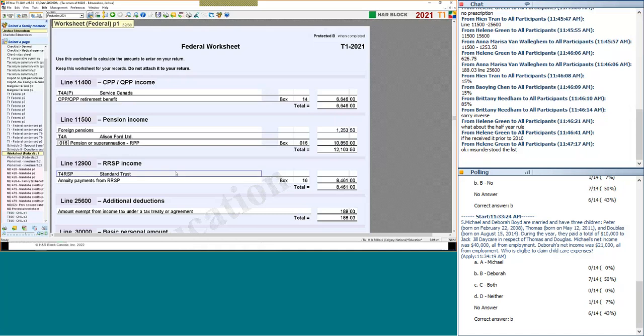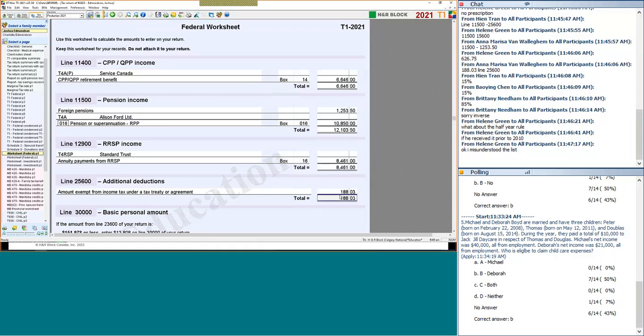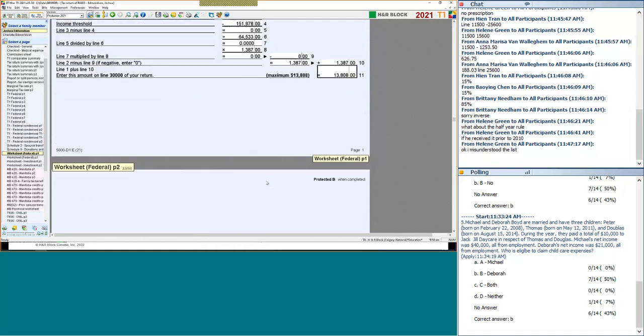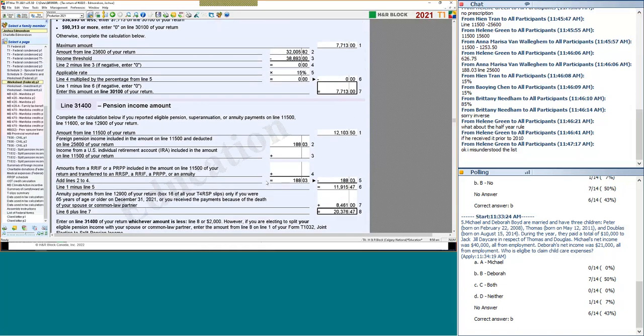You have to check which group he's in, because if he was in a different group, this would not be eligible for the pension income amount. In this case, it is. So he's going to have a T4 RSP annuity payment of $8,461. Deductions, exempt from tax, is going to be line 25600. That portion is not taxable. That's the 15%.